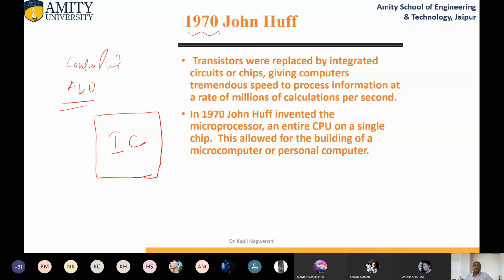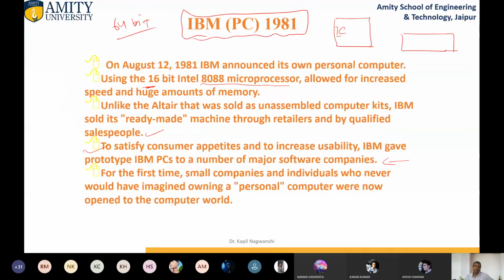In the 1970s, transistors were replaced by integrated circuits, or chips, giving computers tremendous speed. What is the beauty of integrated chips? We can integrate thousands of transistors in a single IC, at a rate of millions of calculations per second, MIPS, million instructions per second. In 1970, John Hub invented the microprocessor, the entire CPU on a single chip. This allowed for the building of the microcomputer, or personal computer.